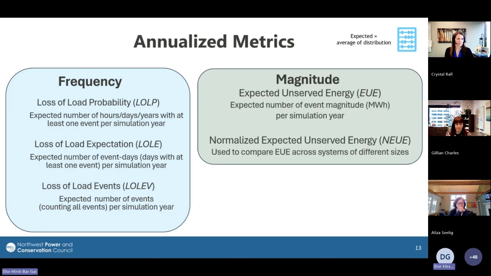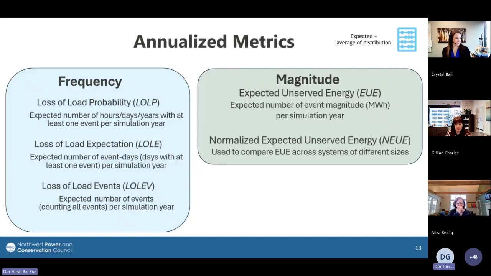We also have magnitude metrics, and it's really the same metric, just with 2 different ways of showing it. We have the expected unserved energy, EUE, and it is the expected magnitude of events. We look at all the unserved energy in megawatt hours, and it's the expected amount of unserved energy in a given year. It's not a fair comparison to compare one utility's EUE to another, and so that's why there's another way of using it, which is normalizing it. It's the NEUE, and then it's a little more apples to apples. It becomes a percent of load that is easy to compare.